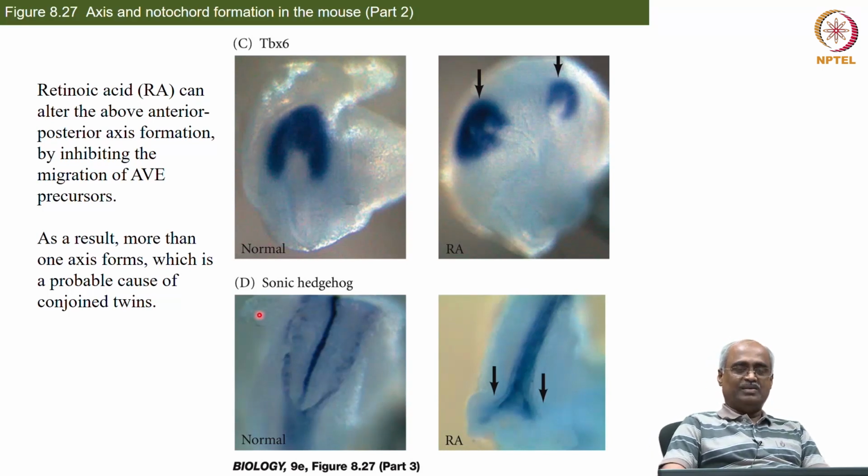And another critical signaling molecule, the sonic hedgehog, is expressed strongly in the notochord here. And now with retinoic acid application, it gets split into two notochords. Here you can clearly see two structures. And this is probably one of the causes for the formation of conjoined twins. On TV you would have seen the images of some children, even grown up adults, where they are joined at the head. So that is due to head to tail axis, partial duplication of that axis, and that is what leads to the formation of conjoined twins.